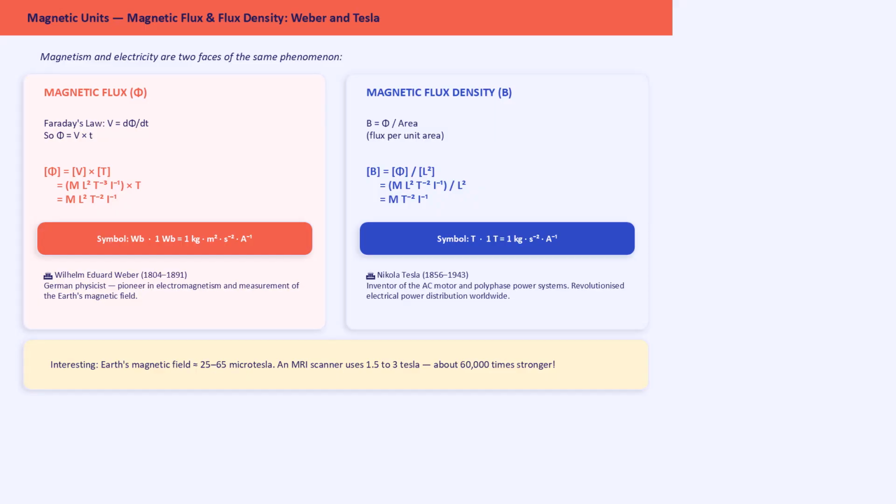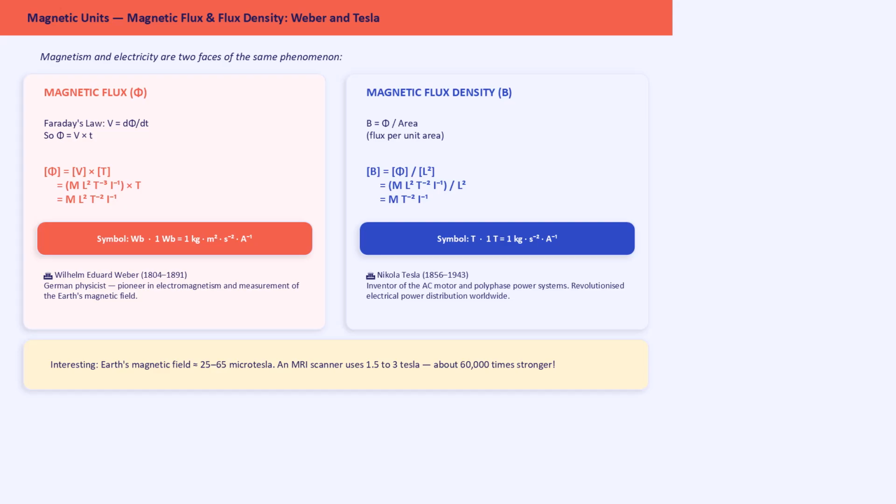Our final derived electrical units come from magnetism. Magnetic flux, represented by the Greek letter phi, is derived from Faraday's law of electromagnetic induction. The induced voltage equals the rate of change of magnetic flux, V equals d phi by dt. Rearranging, phi equals V times t. In dimensional form, ML²T⁻³I⁻¹ multiplied by T gives ML²T⁻²I⁻¹. 1 weber in base SI units is 1 kilogram meter squared per second squared per ampere.